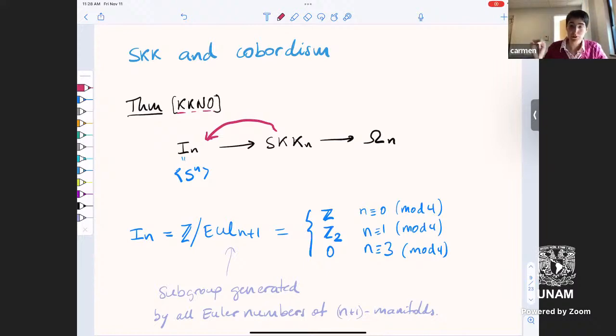And then you can do your computation, and what you get is this nice computation of what the kernel is. So C when you are in dimension 4k, Z2 when you're in dimension 4k plus 1, and then 0 when you're in dimension 4k plus 3. So in those dimensions, SKK and cobordism will coincide.